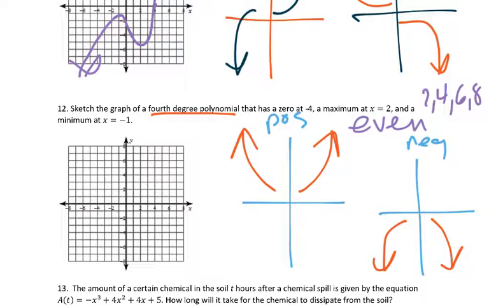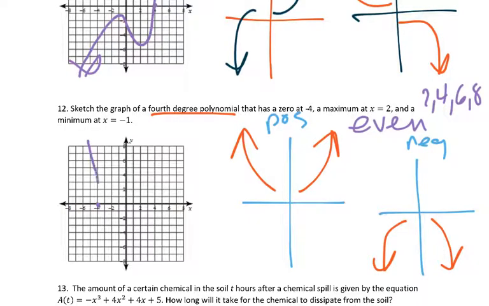Okay, so a 4th degree polynomial has a 0 at negative 4, so 0 right there, a maximum at 2, and a minimum at negative 1. So a maximum at 2 and a minimum at negative 1. And they're usually kind of symmetrical. Now, it doesn't tell me if it's positive or negative, so there's two options here.